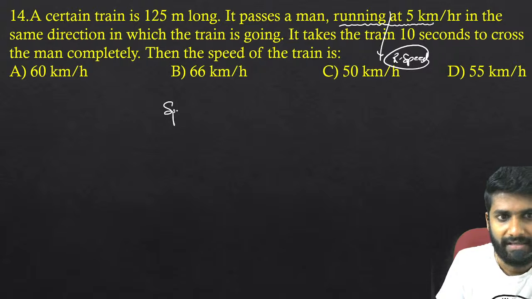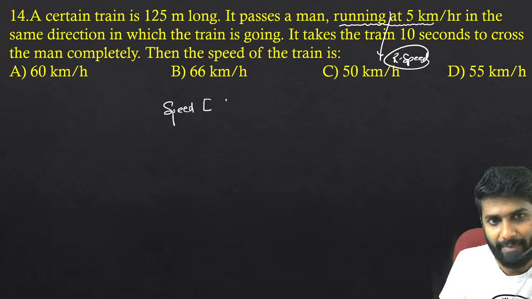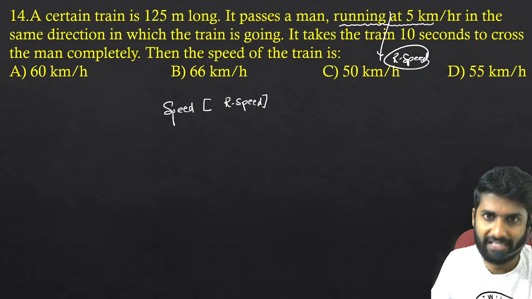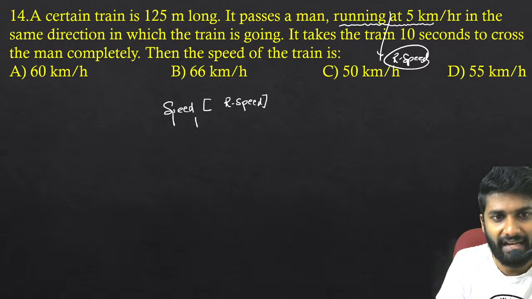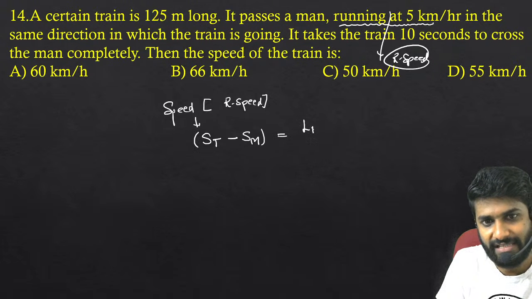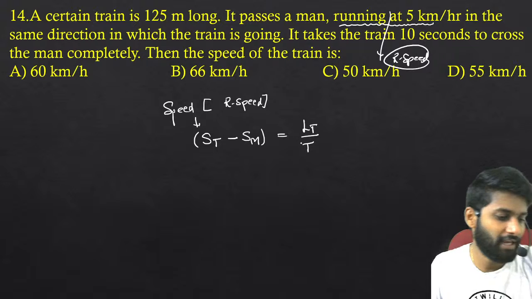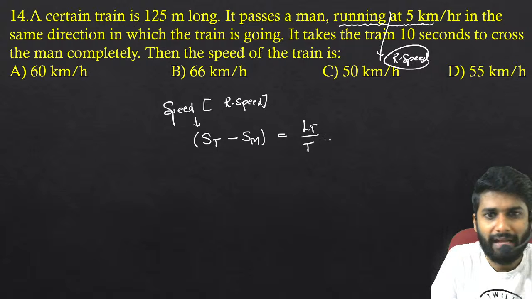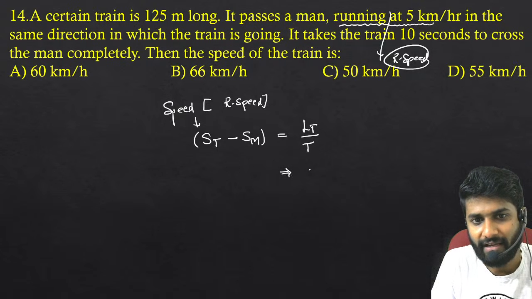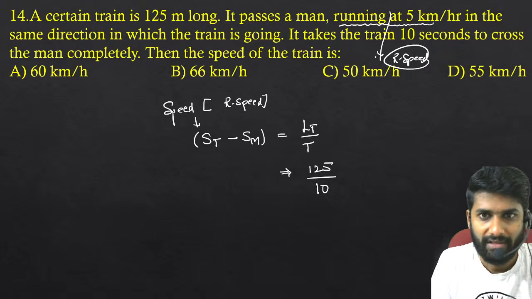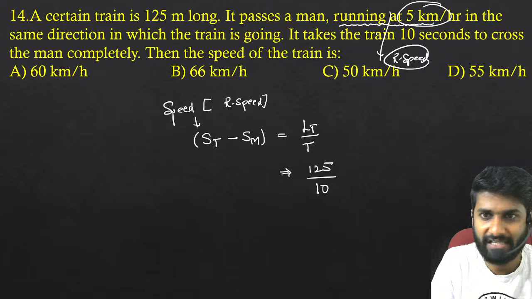Now see, the speed of the train here deals with relative speed. Why? Because the person is moving with a certain speed, and the train is also running at a certain speed. That's why the relative speed, which is the speed of the train minus the speed of the man, is exactly equal to the distance, meaning the length of the train, divided by the time taken to cross that person. So that is the information. Now see here, the length of the train is equal to 125, and the time taken to cross that person is equal to 10. Now for the relative speed, the person's speed is equal to 5 kilometer per hour.